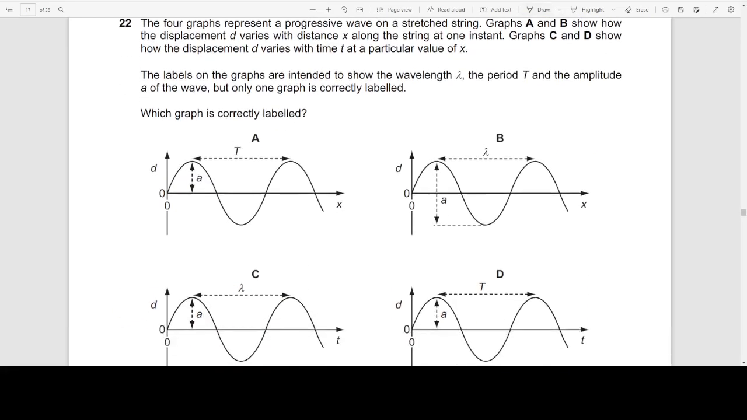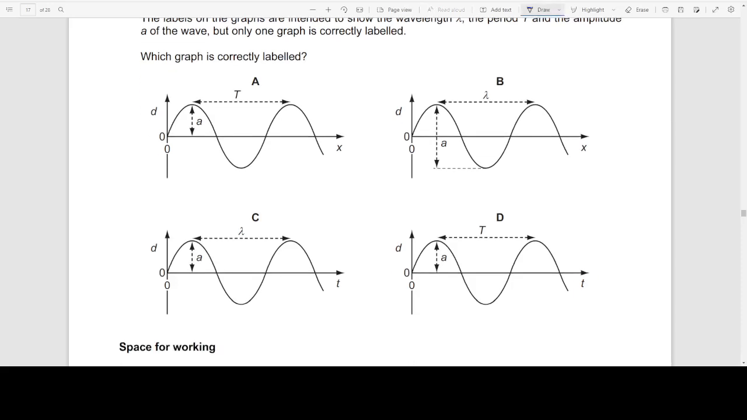The four graphs represent a progressive wave on a stretched string. Graphs A and B show how displacement D varies with distance x along the string at one instant. Graphs C and D show how the displacement D varies with time t at a particular value of x. We just have to check which graph is correctly labeled.